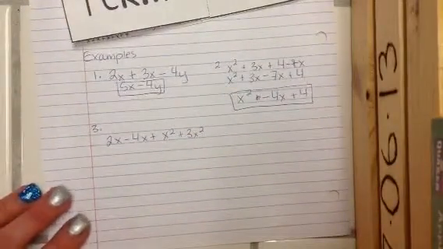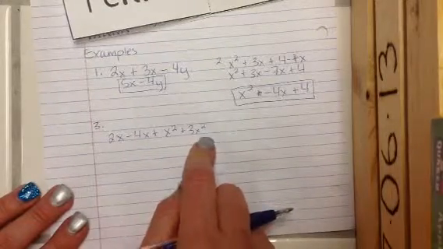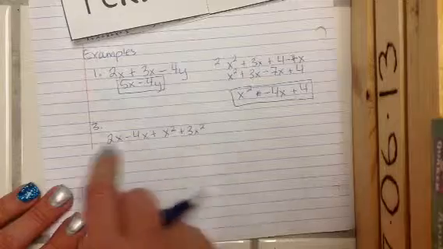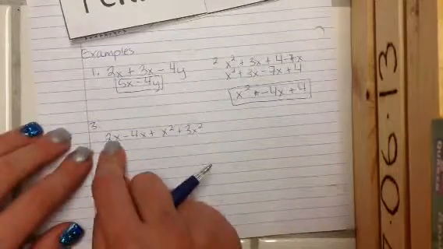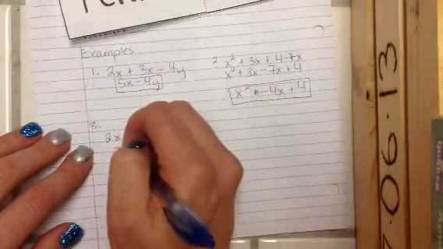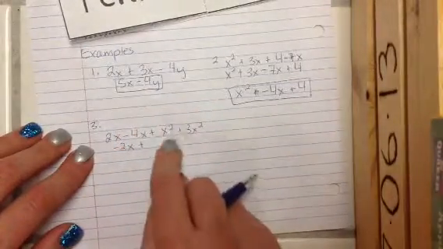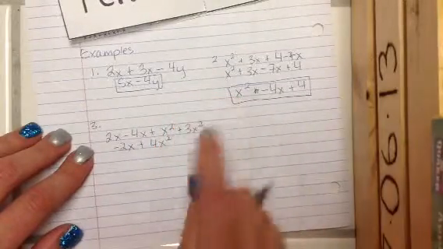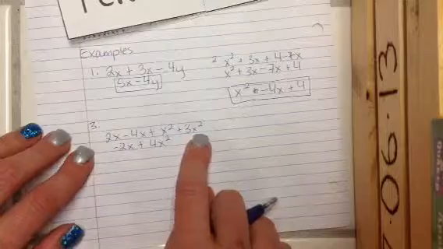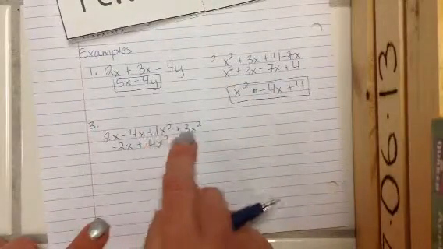So let's try this one. 2x minus 4x plus x squared plus 3x squared. We already have our like terms written next to each other. 2x minus 4x is negative 2x, plus x squared plus 3x squared is 4x squared. X squared, we've got 1x squared there, 3x squared is there, 1 plus 3 is 4.